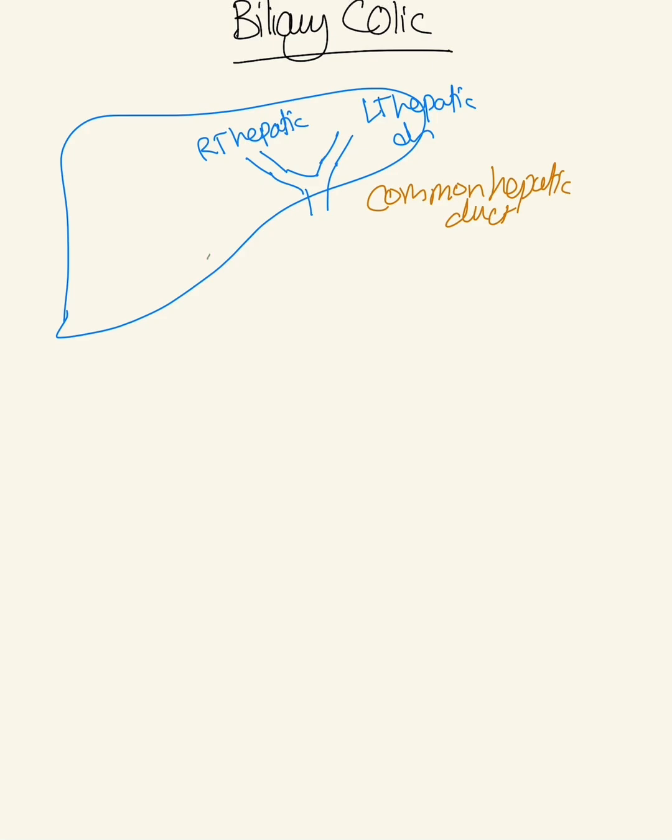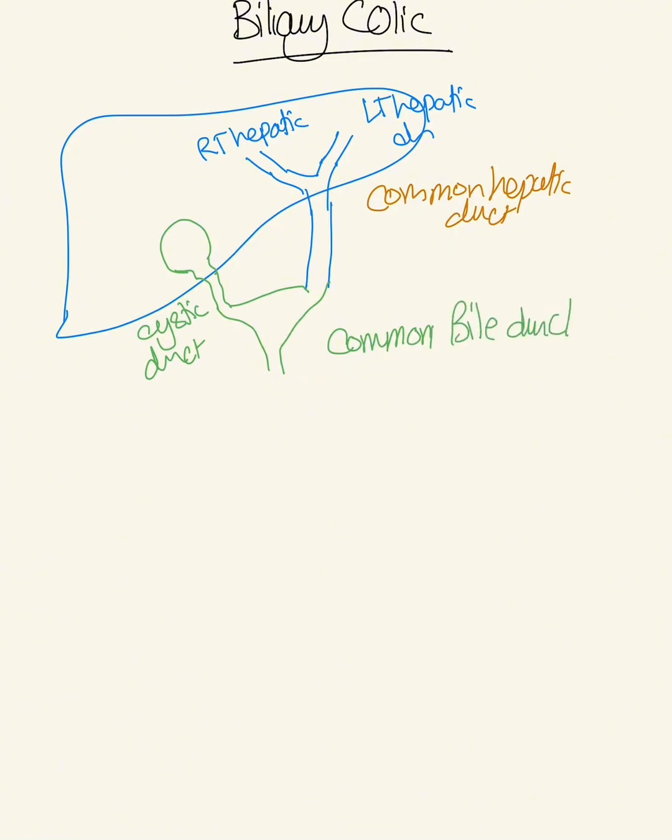This is the cyst, this is the fundus, and then this is the neck, so we go to the cystic duct. And then these two have the second union, and the second union is called the common bile duct. Common because it comes from the common hepatic duct, bile because it's also a union of the cystic duct, right?